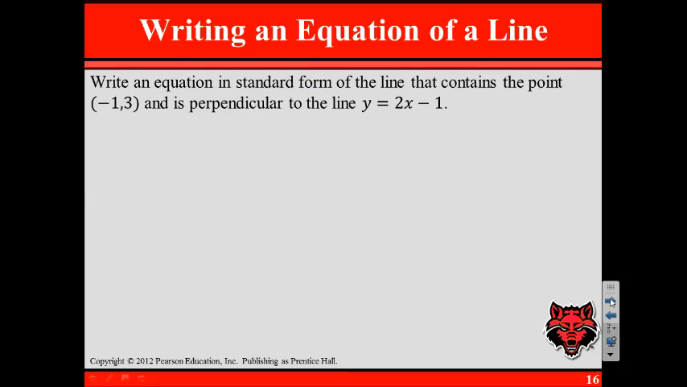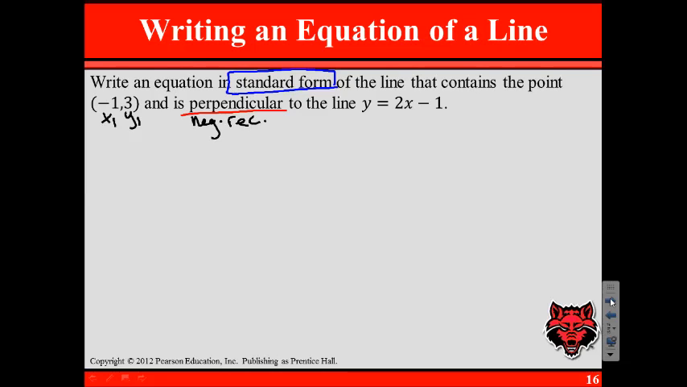We will go through a very similar process if we are given a point and equation that we want to be perpendicular to. So we go through the directions and we want to write an equation in standard form. That's important to remember. That contains the point negative 1, 3. We'll refer to that as x1, y1. And is perpendicular to the line y equals 2x minus 1. Remember, perpendicular means our slope will be the negative reciprocal. I'm just going to abbreviate these for room.